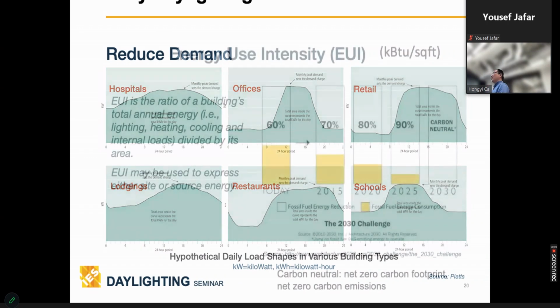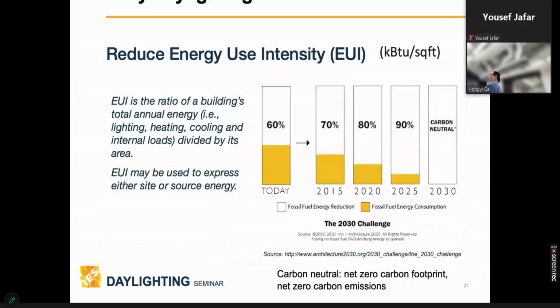And then you can also measure the energy by using the energy use intensity, EUI, which is kBtu per square foot, typically used in the United States. In other countries, we probably will use kilowatt-hours per square meter, right? That's similar, but they're not exactly the same numbers, but you can convert them.